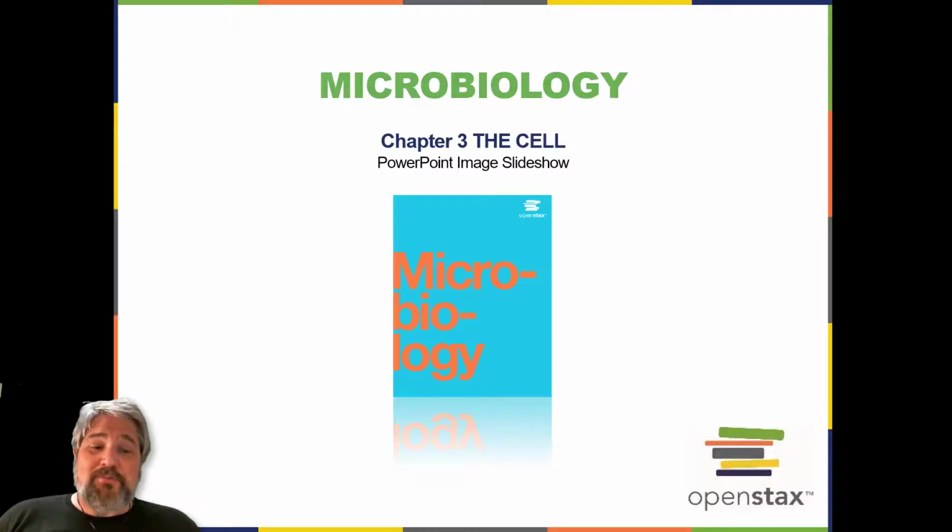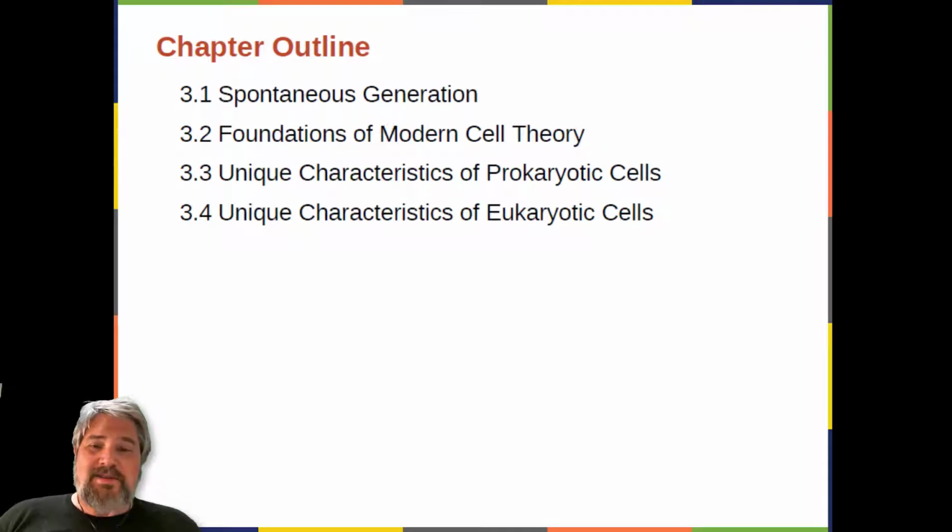Welcome back. Welcome to Chapter 3, The Cell. This is Section 1, Spontaneous Generation. And then we go through the foundations of modern cell theory, unique characteristics of prokaryotic cells, and unique characteristics of eukaryotic cells.